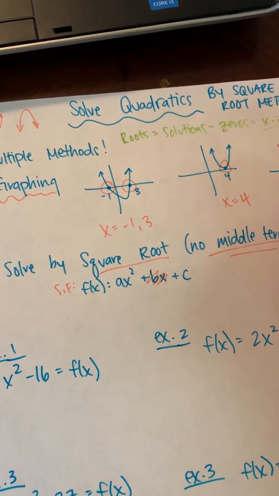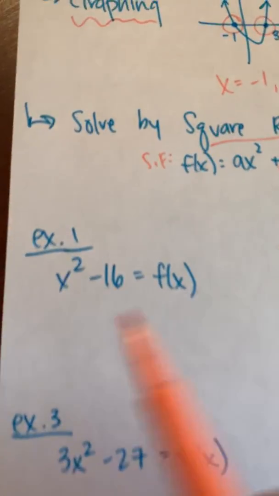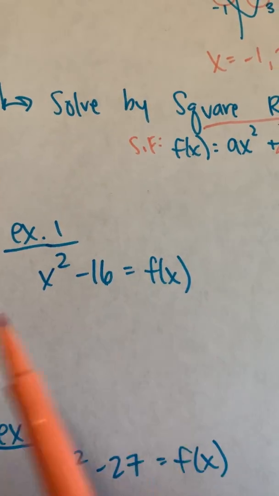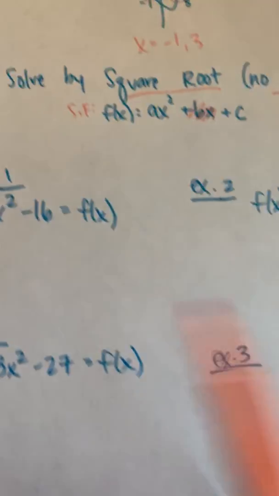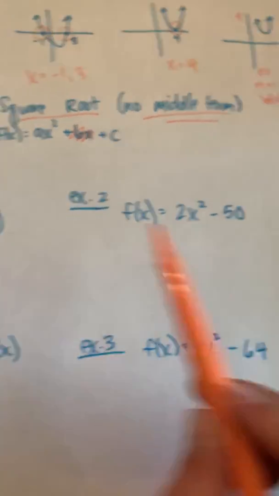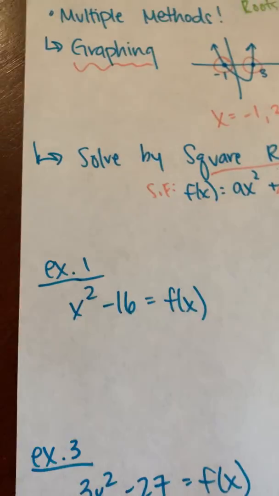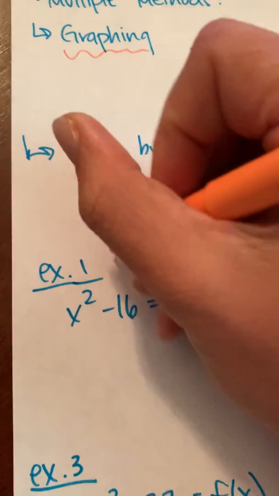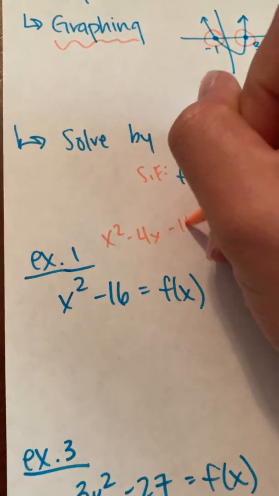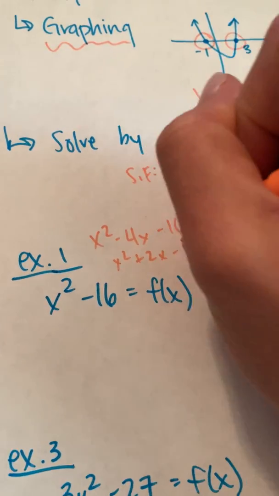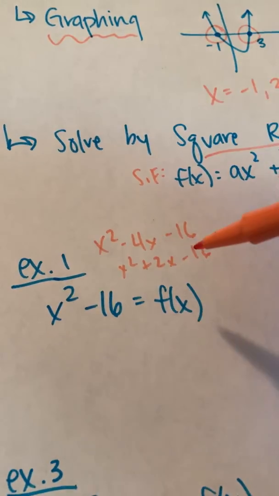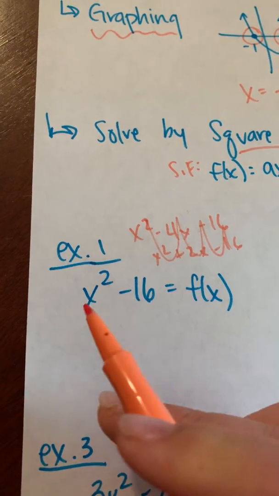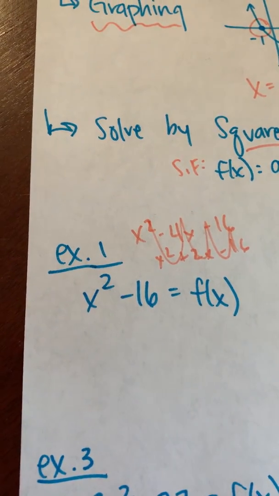So down here, example 1. I wrote the f of x on the right hand side here just to show you it could be written like that or it could be written f of x equals. Doesn't matter. Sometimes it's written one way, sometimes it's not. Now, see how there's no middle term. Usually it's x squared minus 4x minus 16 or x squared plus 2x minus 16 or something. There's usually a middle x term. There is no middle x term. So I know I can use solve by square root.